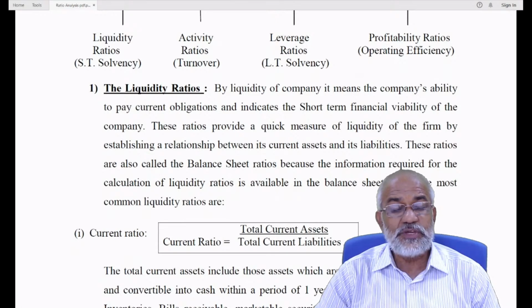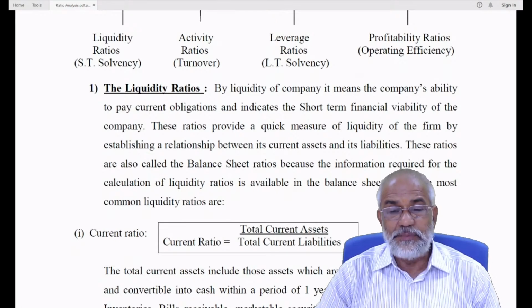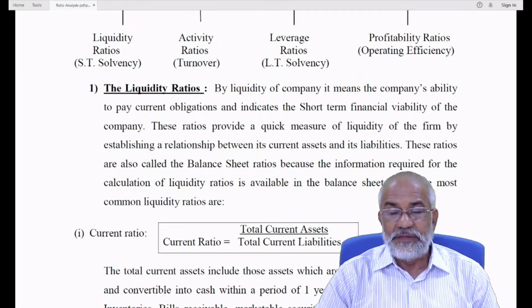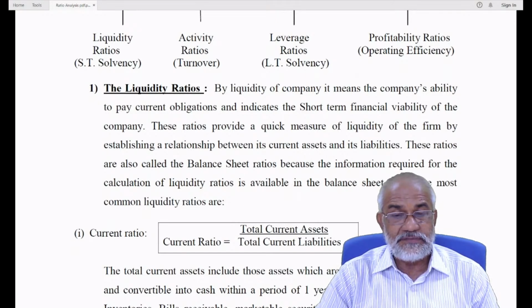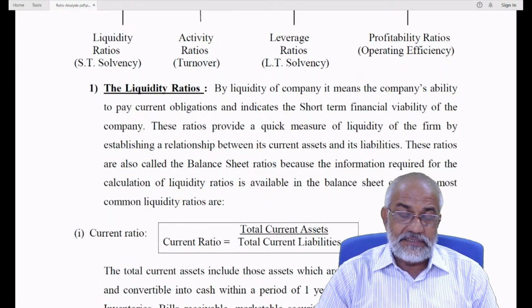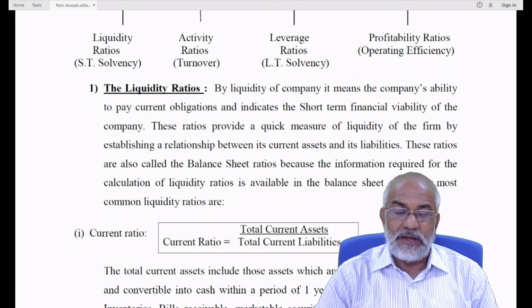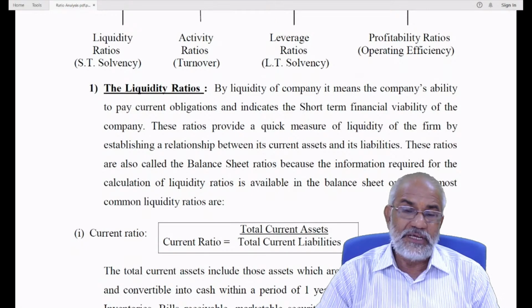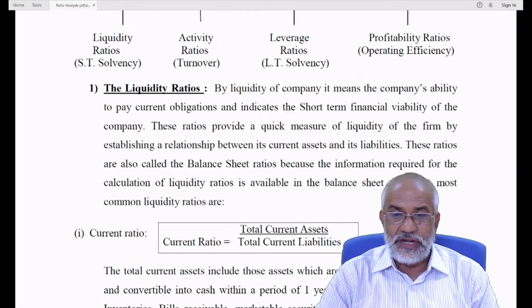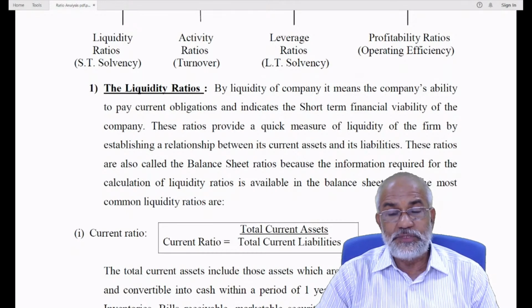So what are the items to be covered under current assets? It may be inventory. Inventory means it may be stock of finished goods, stock of raw material, stock of work in process. It may be sundry debtors, bills receivable, cash and bank balance, or short-term advances given to the parties. All these things will be coming under current assets. When current assets are divided by current liabilities, it will be the current ratio.